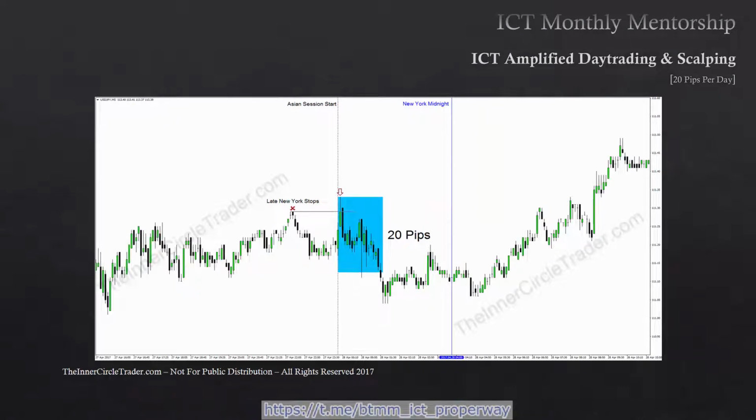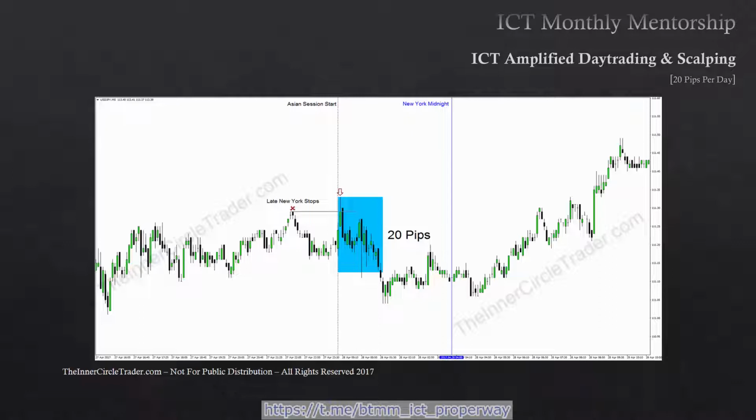Here's another example. This is the dollar yen. Price trades above a short-term high right at the Asian session. Again, we're anticipating consolidation. So there's nothing to fear. We're looking for the general sideways environment that Asian session creates.